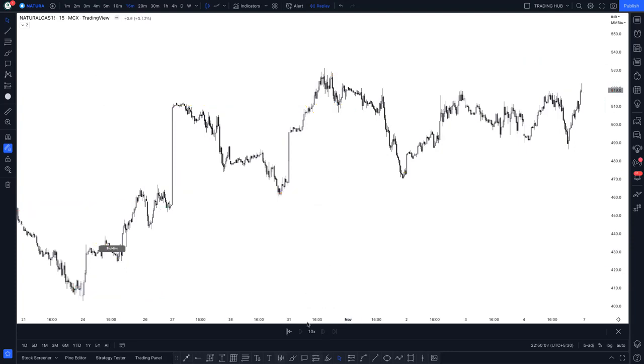Look here. This low is not broken by this move. So this is not a structure. The actual structure is here, right? And this is a new structure if the market breaks this high, right? So this lower low is not confirmed here, and the market low is here.